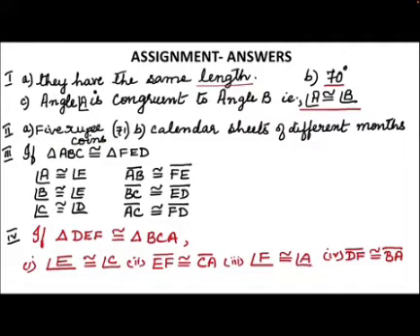The second example I've taken is calendar sheets of different months. Children, you all know what a calendar is. Now that calendar has 12 sheets. So each month when you change the calendar sheet, that month sheet will be on top, the remaining 11 will be hidden beneath that, is it not? But it appears as if there is only one single sheet. So you can take calendar sheets as congruent figures. Okay, you can give your own examples, of course.